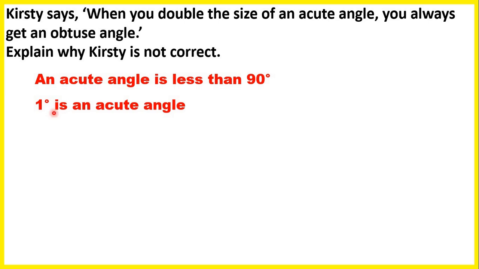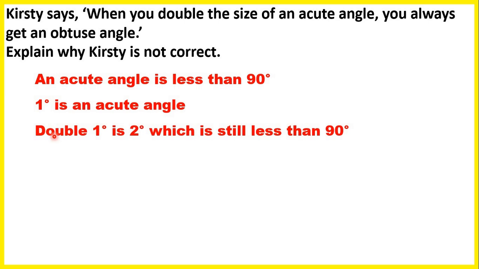So 1 degree is an acute angle, and double 1 degree is 2 degrees, which is still less than 90 degrees, so still an acute angle, not an obtuse angle, because an obtuse angle has to be more than 90 degrees.